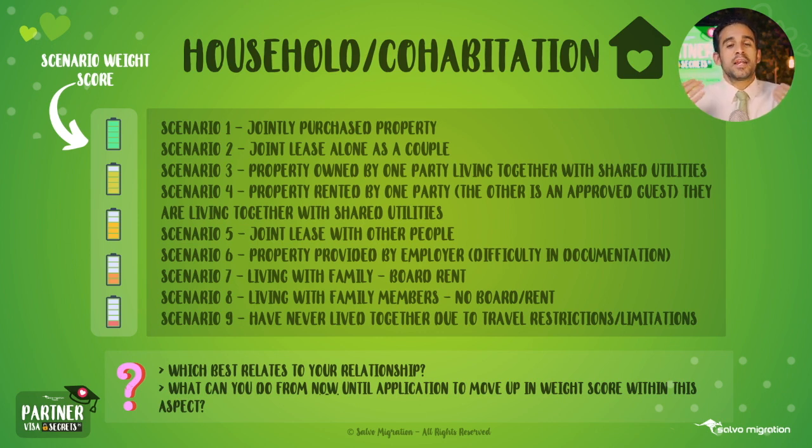Okay, so the starting point with this is firstly understanding that these are just examples, but secondly is trying to identify which of these best relates to your relationship. What's your current household scenario? And importantly, what can you do from now until you submit an application to try to move up these scenarios? Because ultimately, if you want to strengthen this aspect, it's about trying to work your way up. I'm not saying you need to go and buy property together. I'm not necessarily saying that you need to go and get your own place, and get a lease alone.